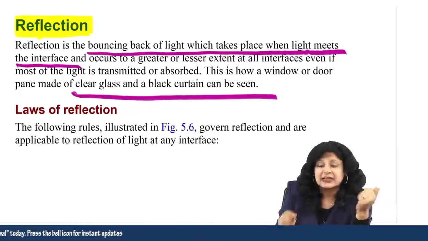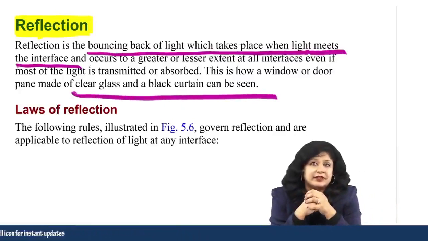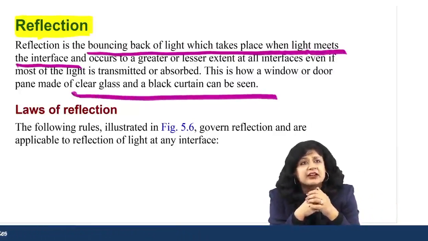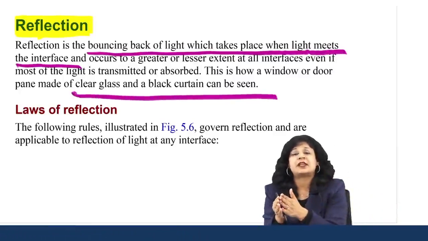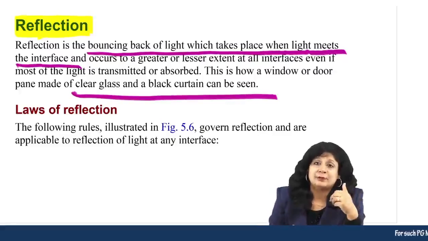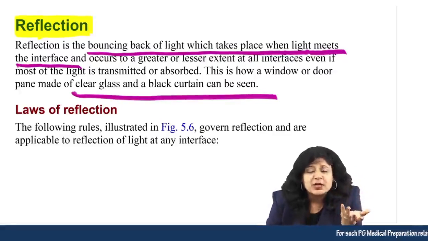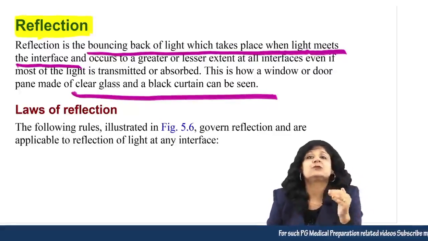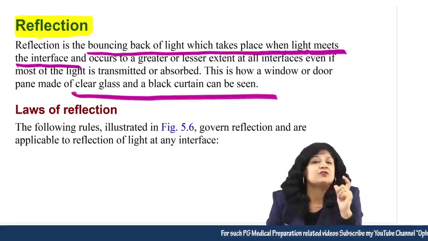starting from a clear glass up till the black curtain. Obviously, if you are using clear glass, most of the radiation will pass through, some will be reflected, some will be absorbed, but if I am talking about the black curtain, most of it will be absorbed. The proportions may be different, but some amount of reflection will always take place.